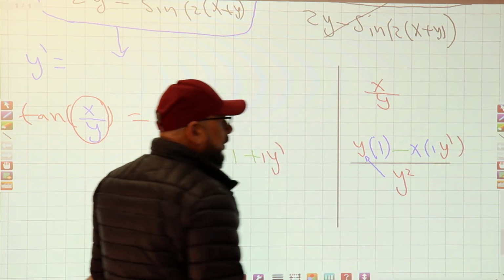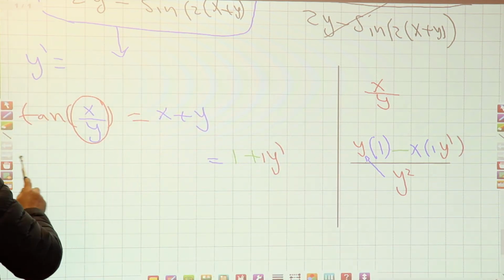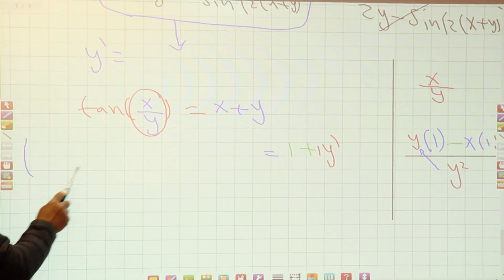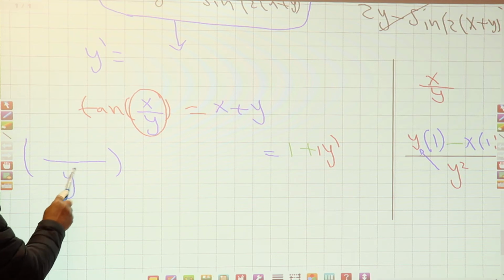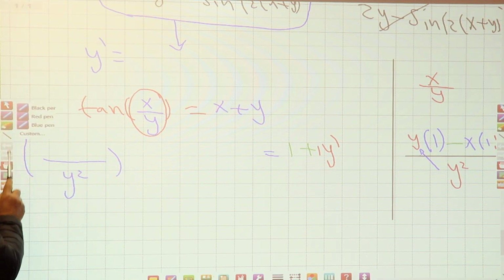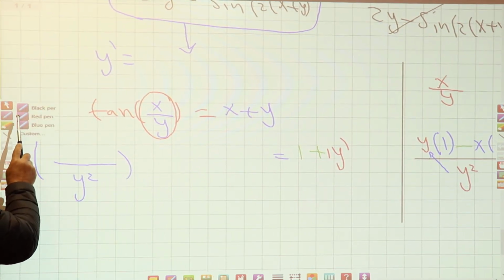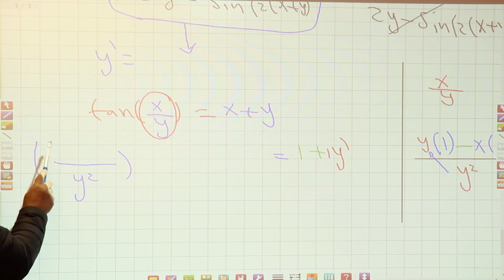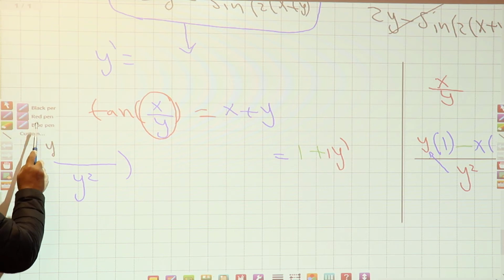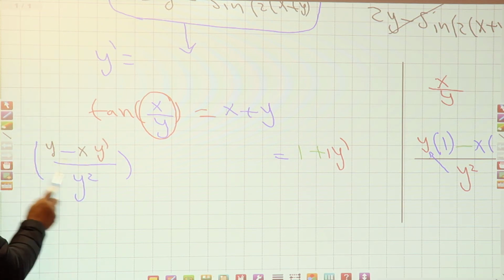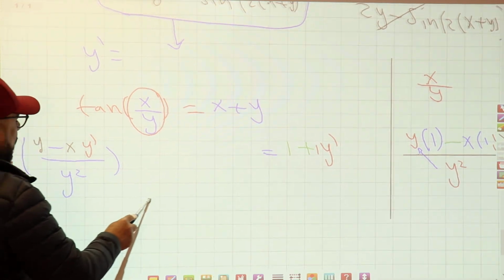Derivative of y is 1, y prime. This is all the derivative of what? The angle. Then y, I'm going to put it here. Here we have y squared, and we have y times 1, which is y, and the other one, minus x y prime. Am I right? Yes, y minus x y prime over y squared.